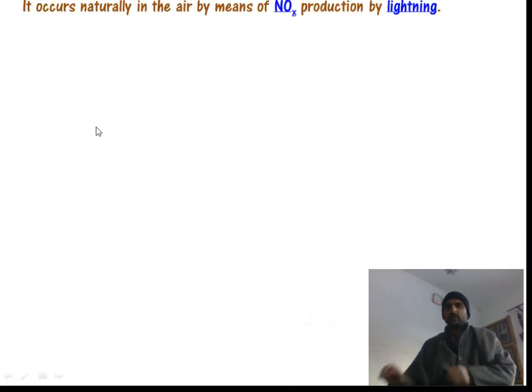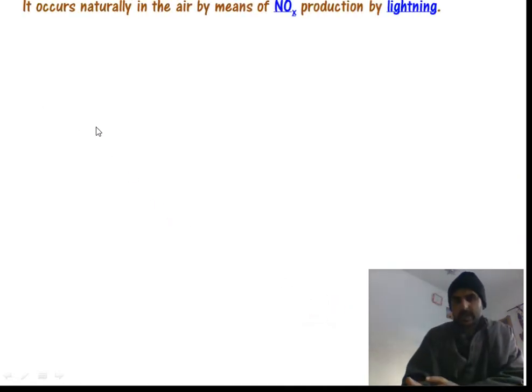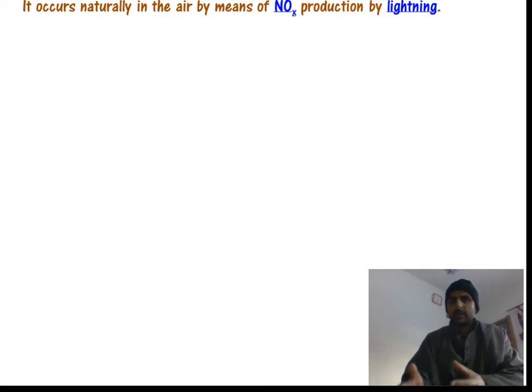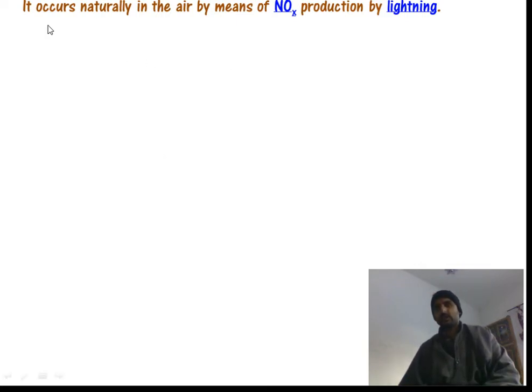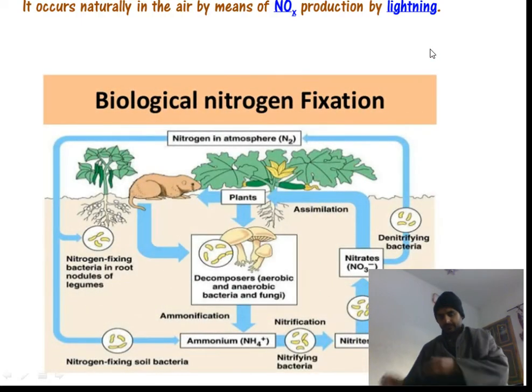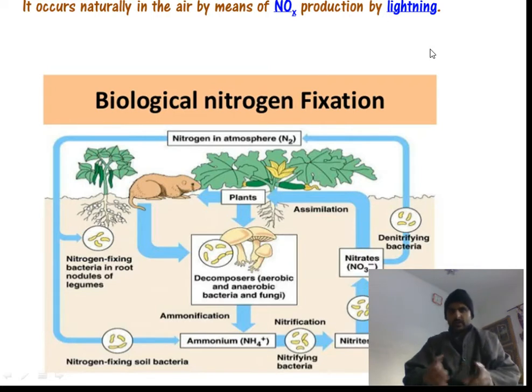Let us move to another step. Another step is that atmospheric nitrogen is converted into the nitrogenous compounds which are readily available to the plants by the process of lightning. Also, this is one of the natural processes which takes place in this world.